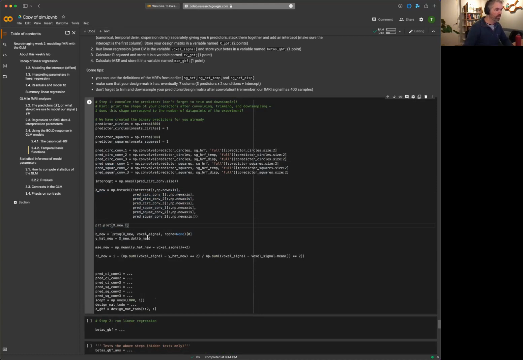Xnew.t, because that will allow us to plot the time courses of all of the regressors in X in one go. So we don't have to call plot over and over. Voxel signal, I suppose, remains the same. Xnew. Yeah. Why not, right?